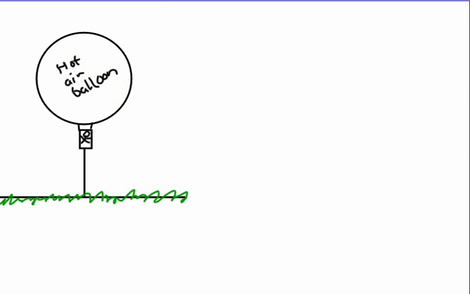Here I have a hot air balloon tied to the ground, so it's tethered to the ground. And our system is going to be just the hot air balloon itself. So I'm going to enclose the hot air balloon within a system boundary. Alright. And I'm going to condense the system to a single point. I'm going to sketch a set of parallel and perpendicular axes.